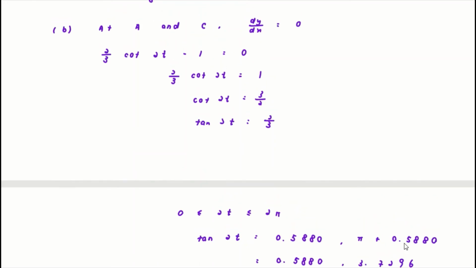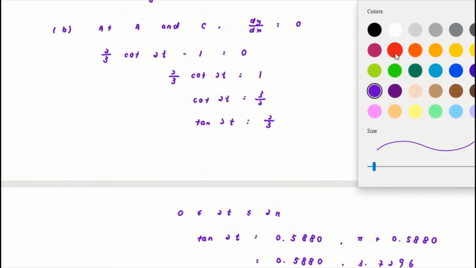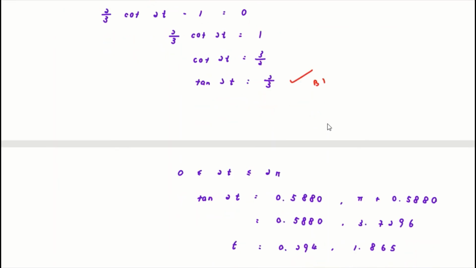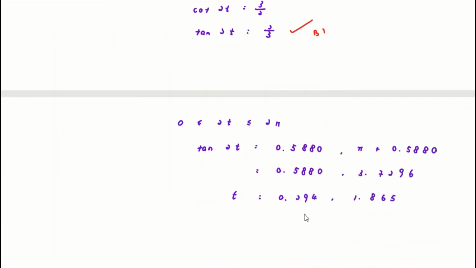Alright, so this question is a 3 marks question. So basically what you need to identify is tangent 2t equals 2 over 3. That gives you 1 mark. So if you are able to get your answer until the last one, you will be able to get 1 mark for each.